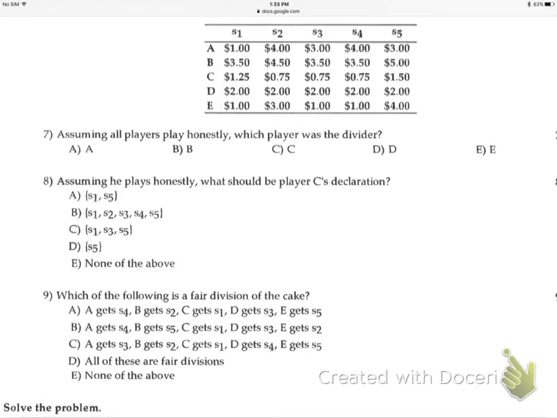So this is practice exam 2. Let's keep cranking. So we did number 7 last time. Number 7, and they told us which player's the divider, and that was D, because all the numbers are the same, right? Whichever player has all the numbers the same is always the divider. Now they're going to say, assuming he plays honestly, what should player C declare? Now, how are we going to figure that out?